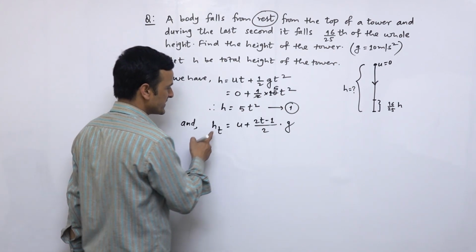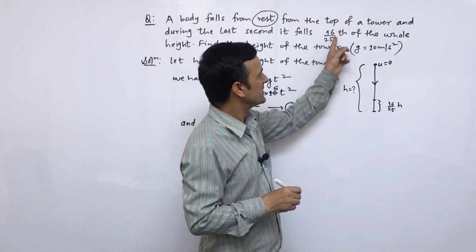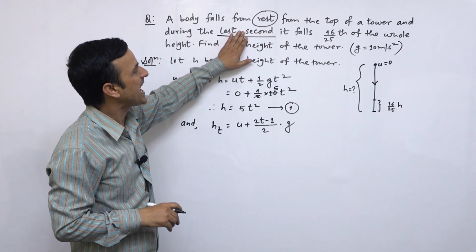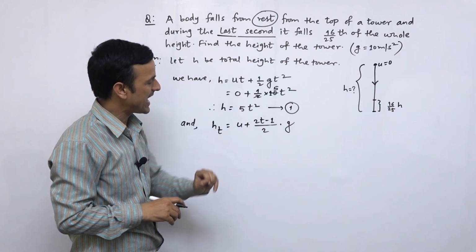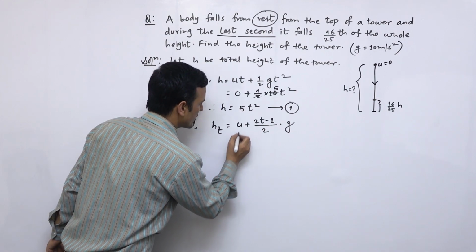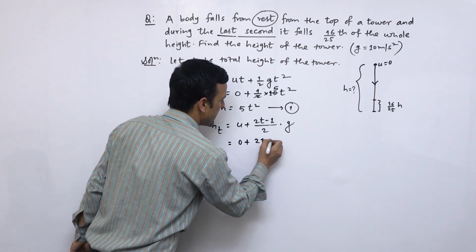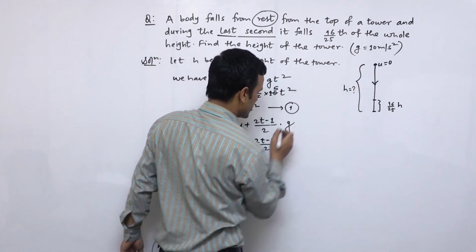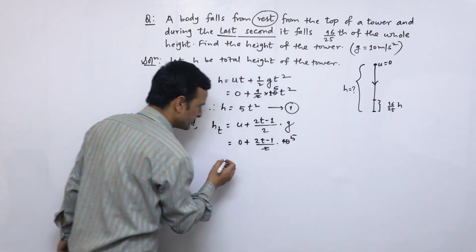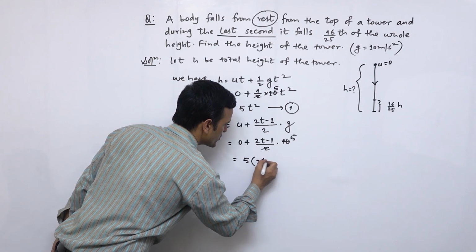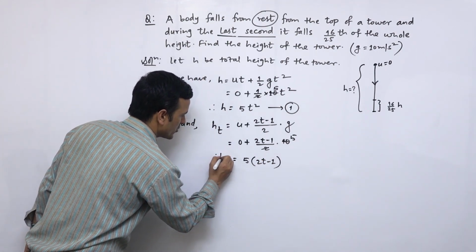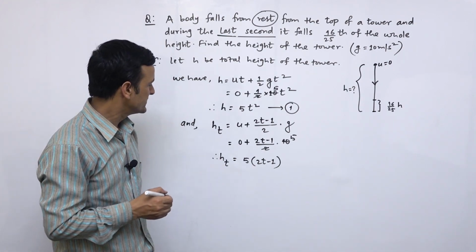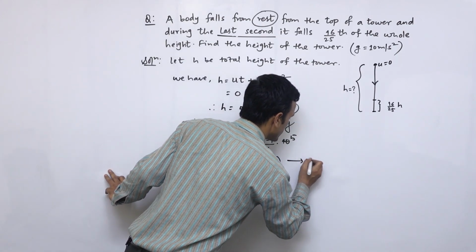A को प्लेसमा g राख्नु पर्छ. पार्टिकुलर सेकेन्डको लागि यो लास्ट सेकेन्ड means it is the particular second, particular time. That's why we can write down as like this. So st is equal to u is 0 and (2t minus 1) divided by 2 into time taken by this object is t, and g means it is 10. So 5 times (2t minus 1) is the another distance covered by body in tth second or last second, and this is equation 2.